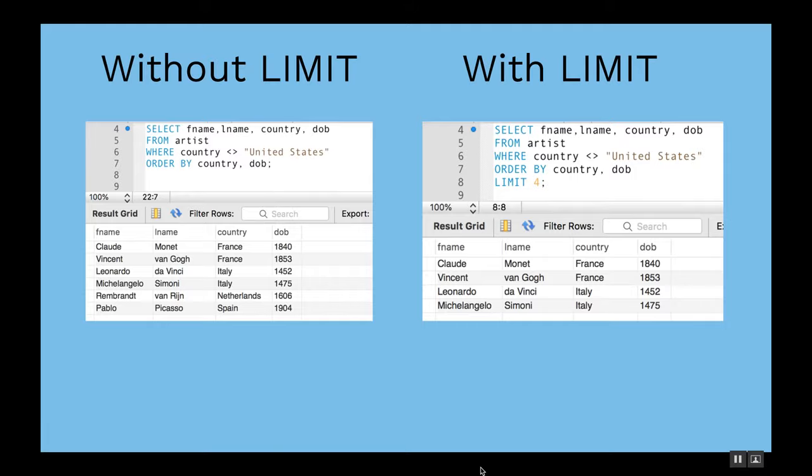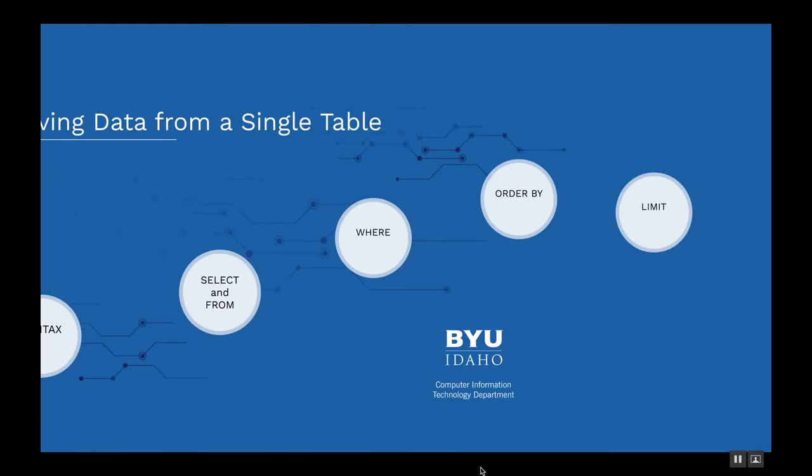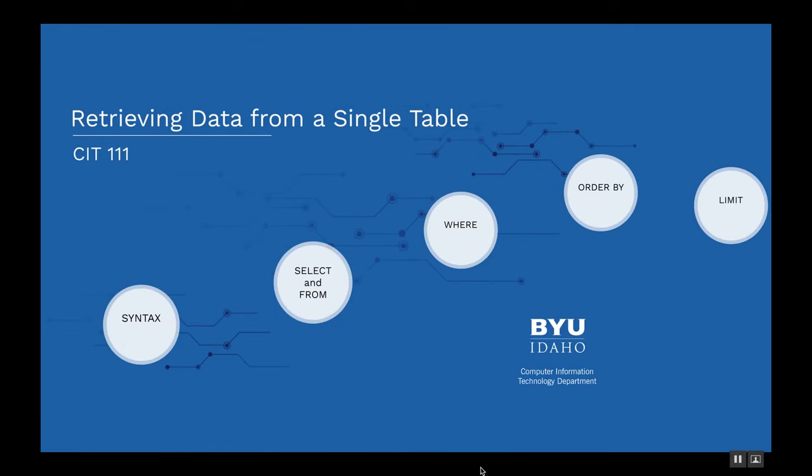So again, you might have thousands of results, but you only need to see the top 10 or something like that. That is when limit would come in handy. So there we have the common clauses of getting data from a single table.